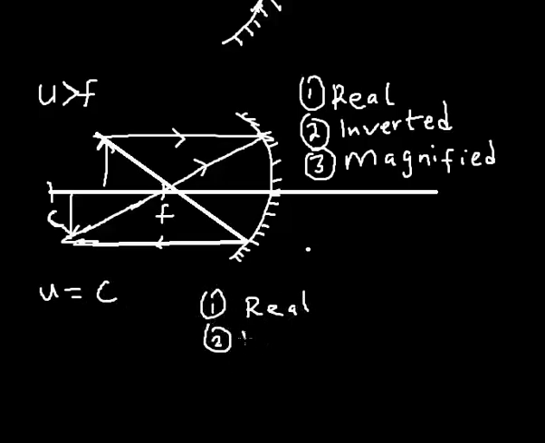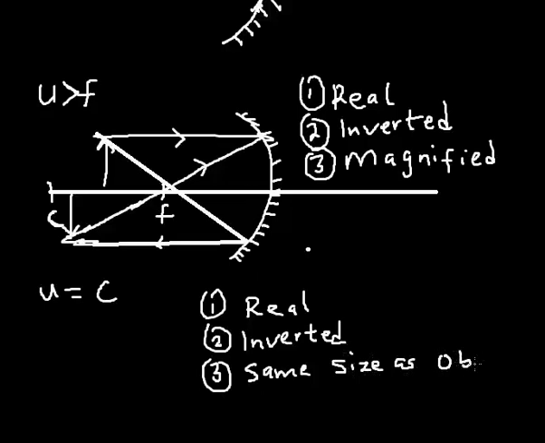The image will also be inverted, but that image will not be magnified, okay? It will be the same size as the object. Then another thing you should know is that when you place an object at C, the image is formed at C also. So the image position will be the same as the object position, formed at C.